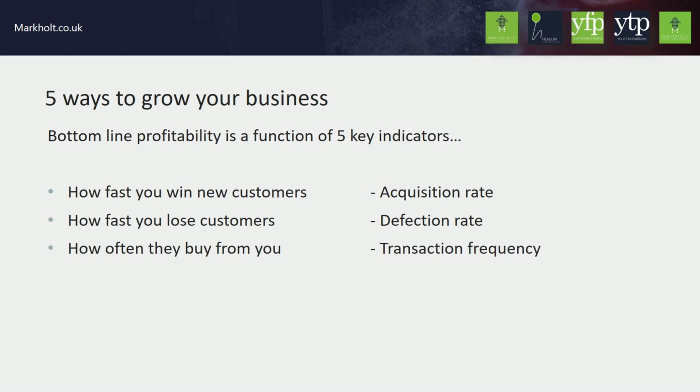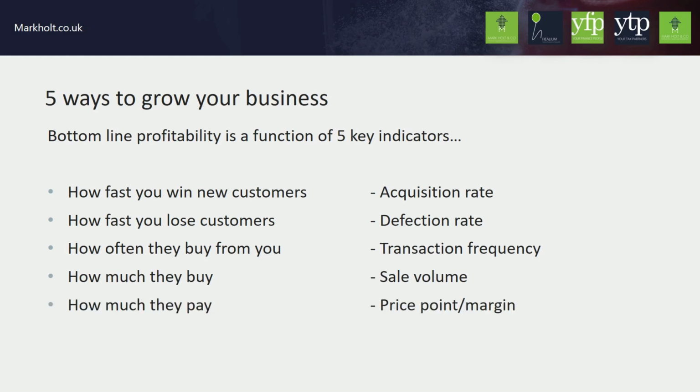The third area looks at how often customers come back and buy from you, your transaction frequency. And this also links with the fourth point of how much they buy each time they buy from you, the transaction value. The final part is all about the prices you charge and the gross profit margins you achieve.